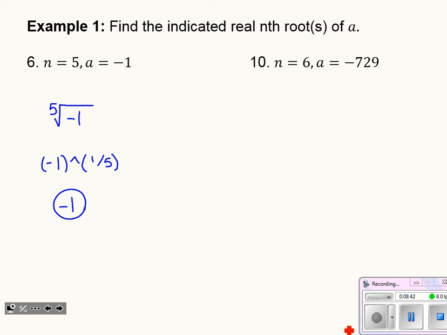Number 10, I want the sixth root of -729. Well, now I've got an even root, right, a sixth root with a negative underneath, and the directions say find the indicated real nth roots. Because there's a negative for a radicand under an even radical, or a radical with an even root, there are no real roots.